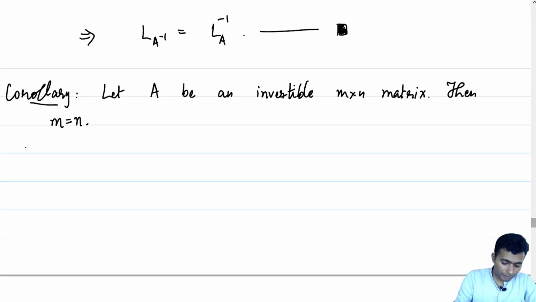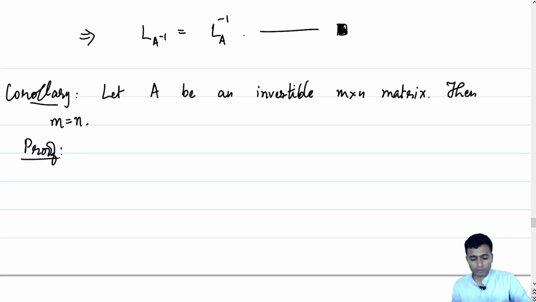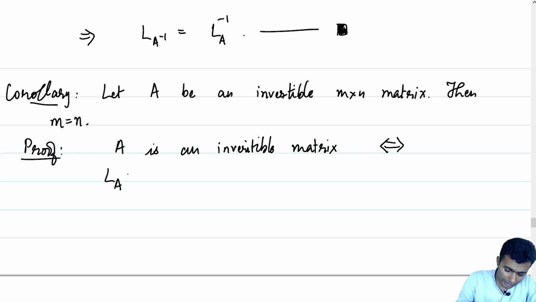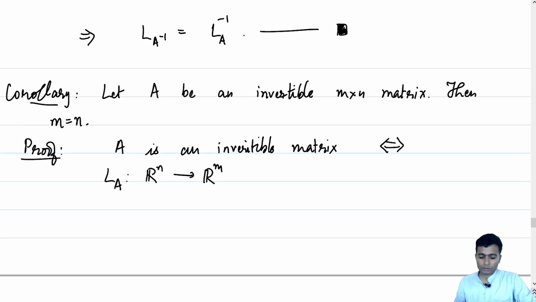So let's look at a proof. By the previous theorem, A is an invertible matrix if and only if LA is invertible. Where is LA from? LA is a map from Rn to Rm. So LA is an invertible linear transformation.